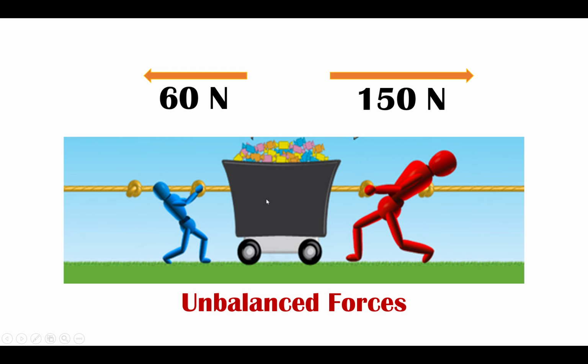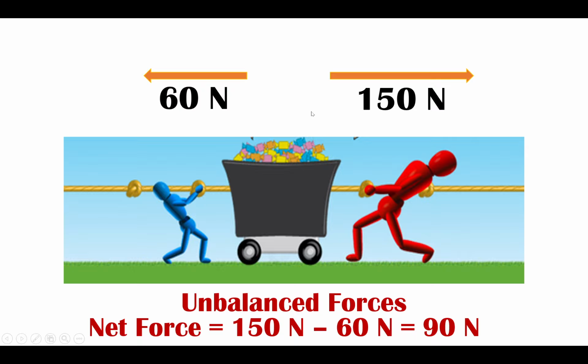So where do you think will this cart go? Of course, it will go to the direction where the greater force is being applied, and that is towards the right side. So what is the net force here? 150 newtons, the greater force, minus 60 newtons, that is 90 newtons to the right. Okay? So it is expected that this cart full of candies will move towards the direction where the greater force is, and that is towards the right side.